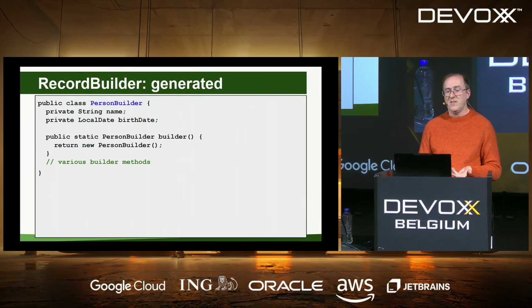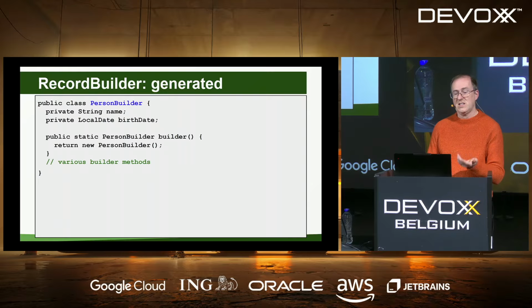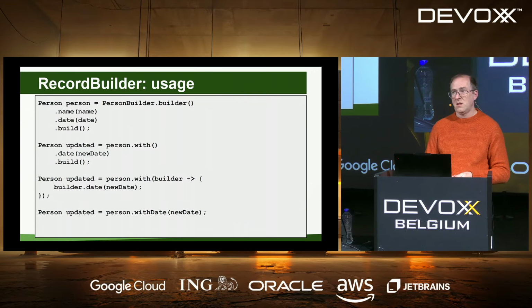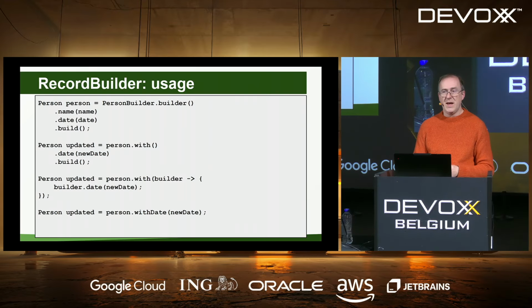So it's going to create this class, RecordBuilder, PersonBuilder. It's going to have its mutable name, birth date. It's going to have a static builder method and all the other various builder methods. So you didn't have to do anything, it just generated all that for you. And then you can write the code you kind of expect. So you do person is PersonBuilder.builder. A couple of builders there, not in love with the syntax there, but that's just how it works out. Add on your various things.